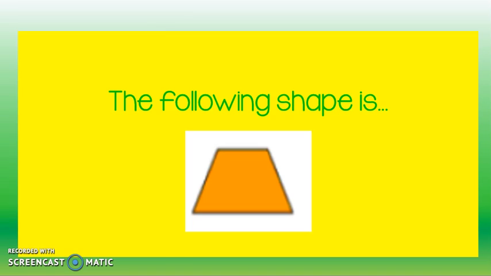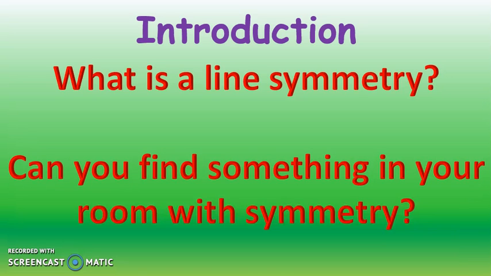Now that you've answered question number 2, let's take a look at our introduction. What is a line of symmetry? I want you to stop and think about what you may think a line of symmetry is. And I want you to think if you can find anything in your room that has symmetry based on what you may think a line of symmetry is. And as we go through today's lesson, I want you to think about if you were close to what you thought a line of symmetry is, and if what you found in your room that had symmetry, if it truly indeed does have symmetry.